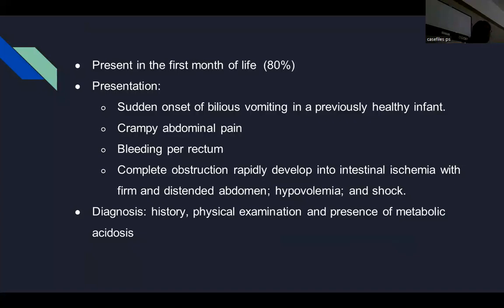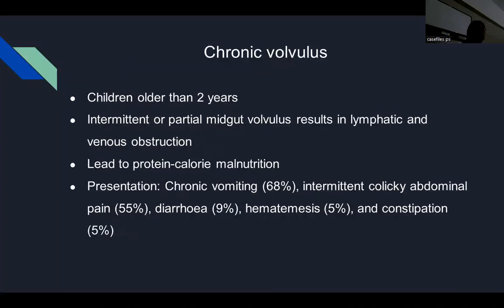The presentation usually includes a sudden onset of bilious vomiting and crampy abdominal pain. Sometimes there can be bleeding per rectum whenever there is infarction of the bowel. There can be complete obstruction rapidly developing into intestinal ischemia, and they can present with a firm distended abdomen with features of peritonitis and shock. The diagnosis mainly involves history and clinical examination, and because of the bowel ischemia, these patients will have metabolic acidosis. Radiological investigations such as X-ray and USG can help us in coming to the diagnosis.